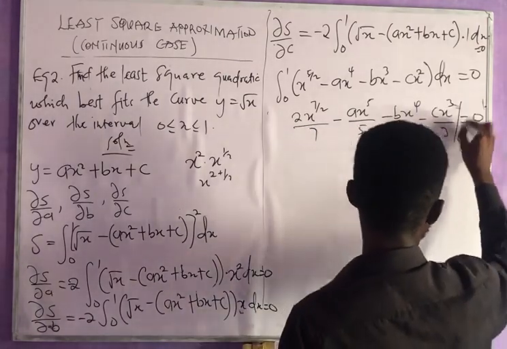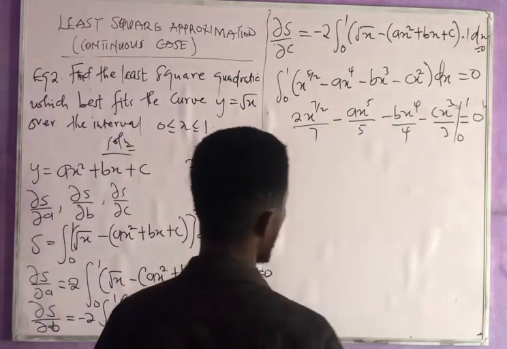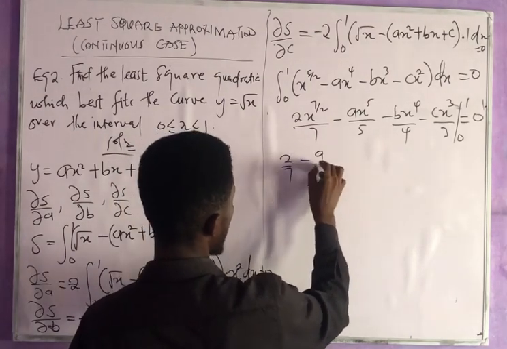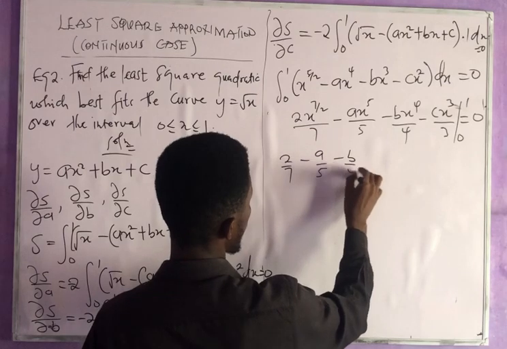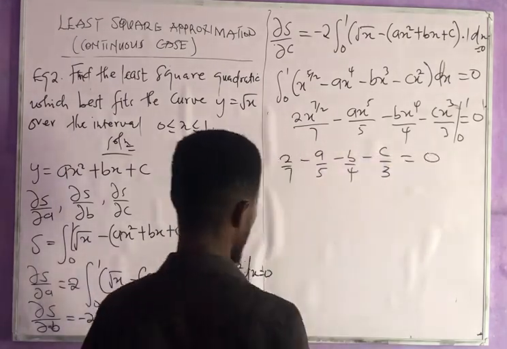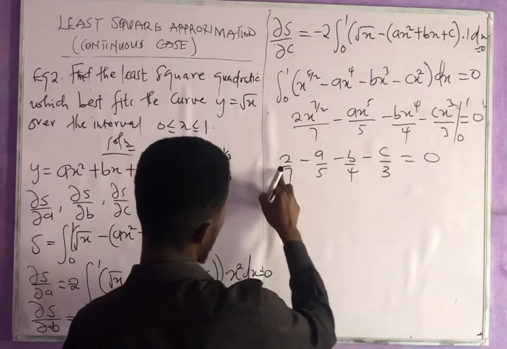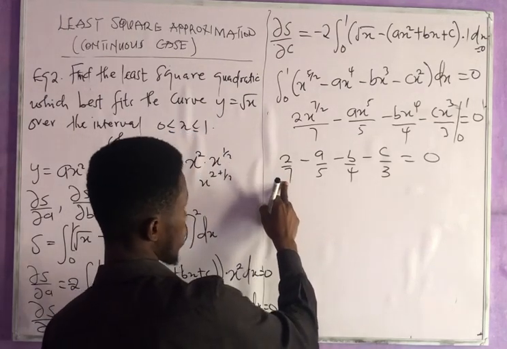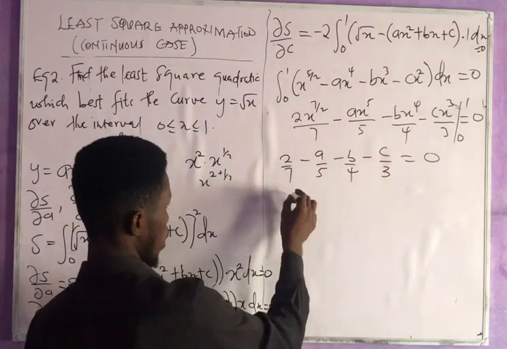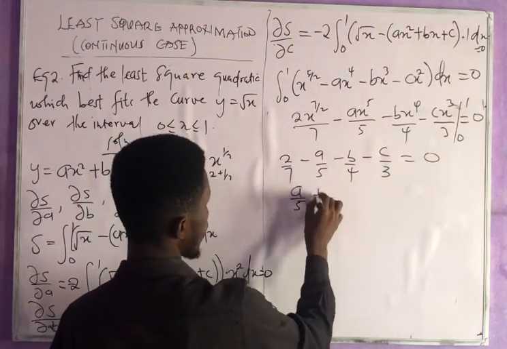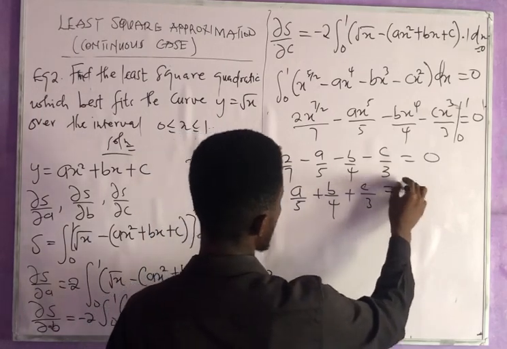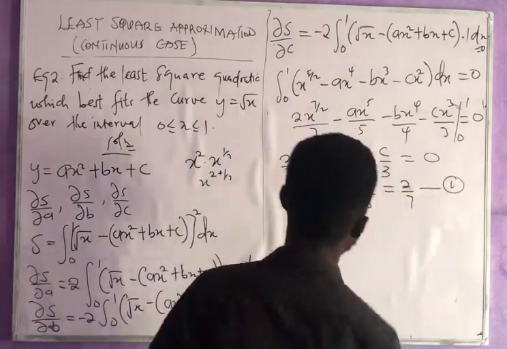Now starting from 0 to 1, let's substitute the limits. If I put 1 here, I have 2 over 7 minus a over 5 minus b over 4 minus c over 3 equals 0. If I send the negative 2 over 7 here, taking the additive inverse, it will become negative here. And there's negative throughout, so I can make it positive. A over 5 plus b over 4 plus c over 3 equals 2 over 7. Equation 1.